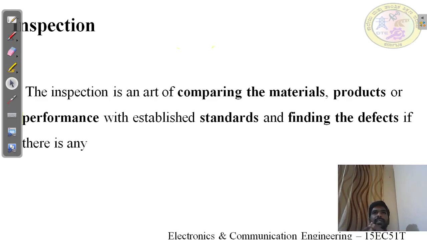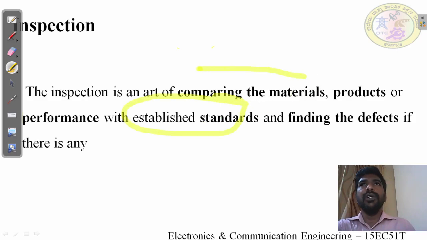It is defined as: inspection is the art of comparing the material, product, or performance with the established standards and finding the defect. See, here there are 3 important activities going on in inspection work. First, you should know the standard and you should measure the existing one, whether it is a performance or material or product. You need to measure and you need to do comparison.